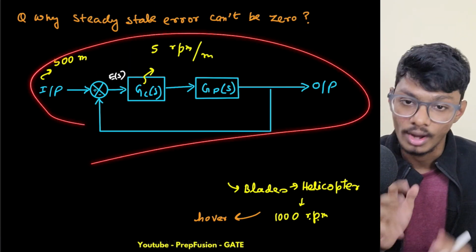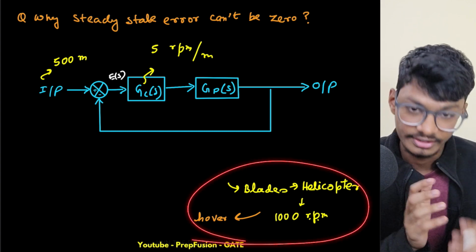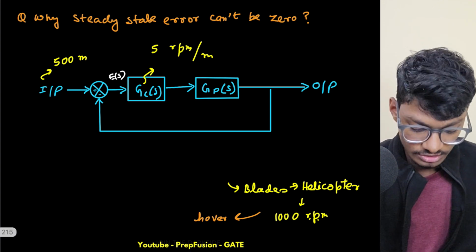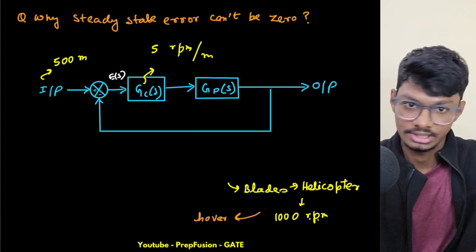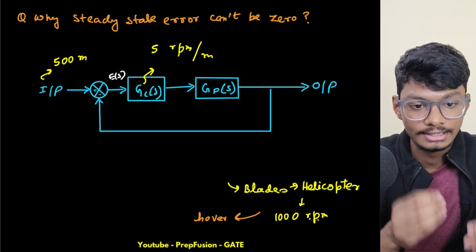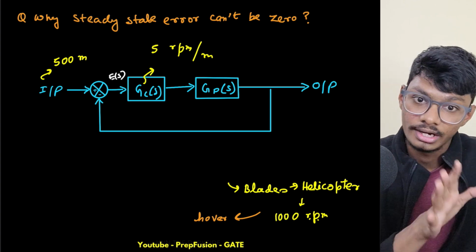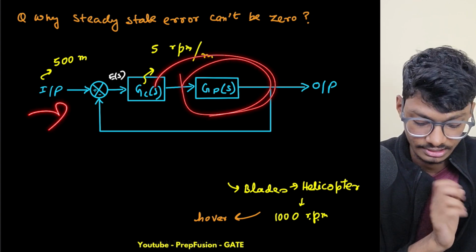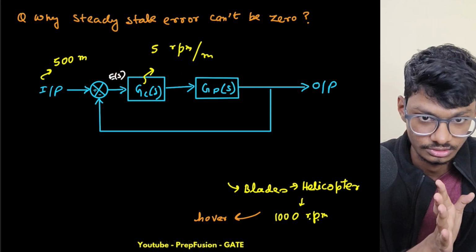Then we learned why the steady state error can't be zero. We did a very good example with a hover example. One thing is for sure: if the system type is changed, then obviously the steady state error can be zero, even with a proportional controller. But it's not that the proportional controller has made the error zero. It was already zero. If the input is a step and this was a type 1 system, then the error will be zero with or without the proportional controller.